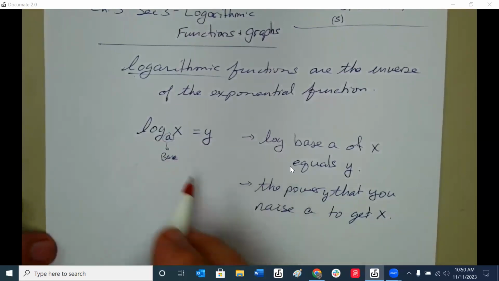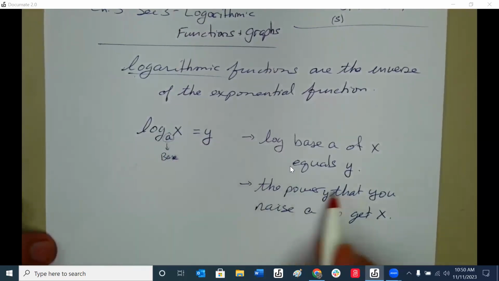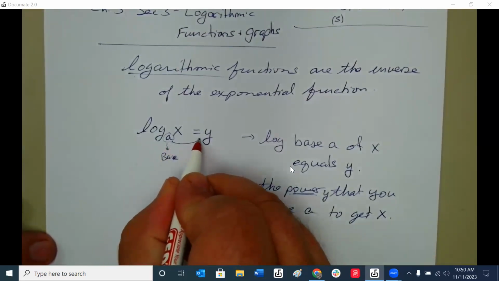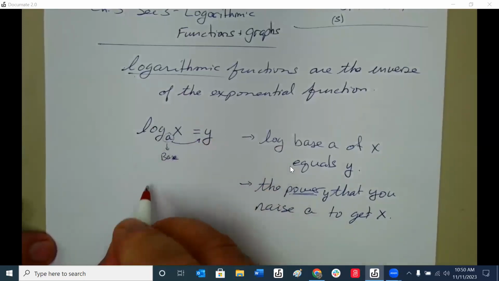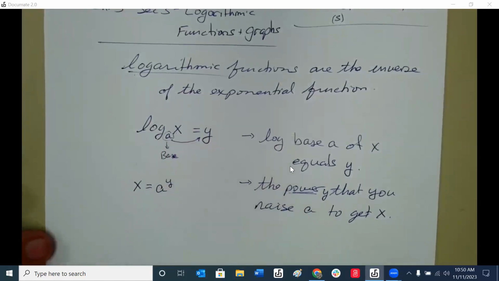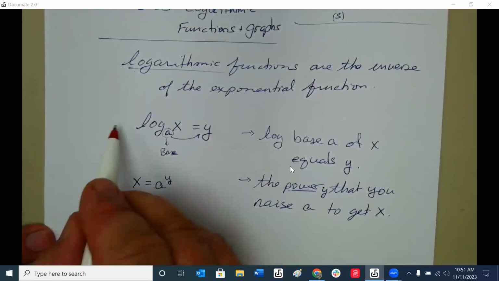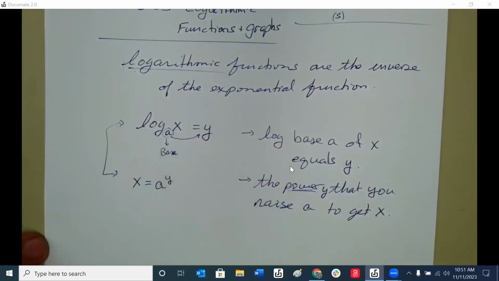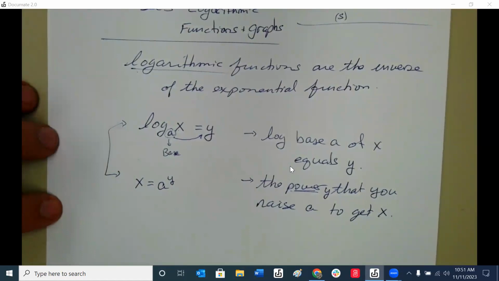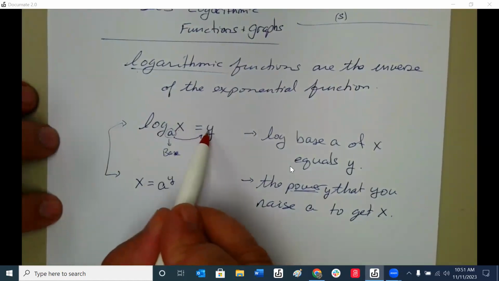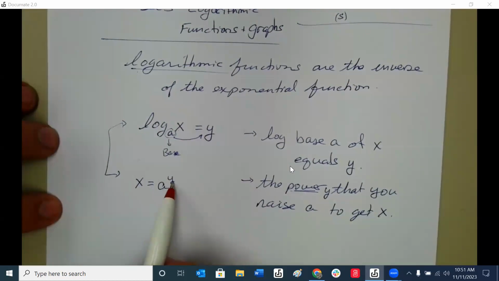When we convert it from logarithmic to exponentials, since we're talking powers, we're talking about exponentials. So the base comes over here and pushes up that one. When the base is gone, the log falls off. So on this side, all we have left is x, a to the power y. So there's the conversion from logarithms to exponentials. So log base a of x equals y becomes x equals a to the power y.